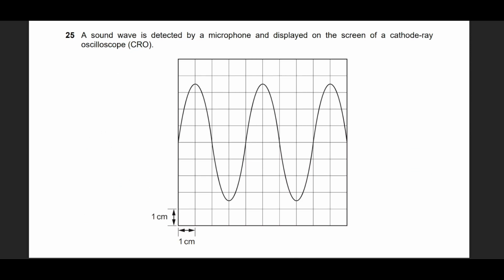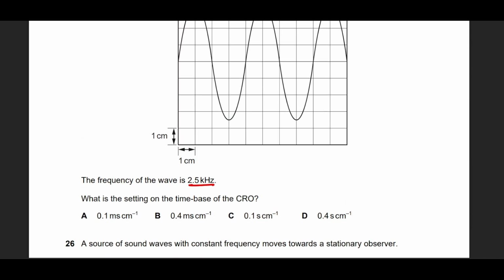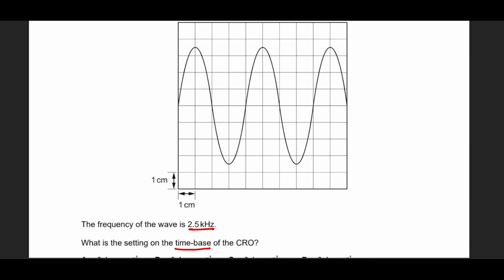Question 25 is from the CRO. He says the screen displays a signal and the frequency of the wave is 2.5 kilohertz. So if you're asking for the time base, first we need to find the time period. So time period will be equal to 1 over f, which is equal to 1 over 2500. This is 2.5 kilohertz, please. Right, so this is going to come out as 0.4 milliseconds. After, of course, pressing the ENG button and converting this into standard form, your answer should look like 0.4 into 10 to the power minus 3 seconds.